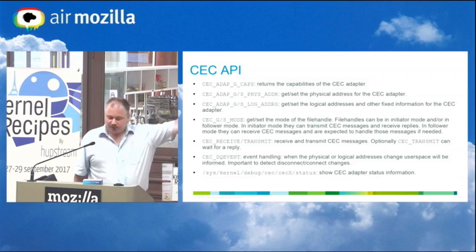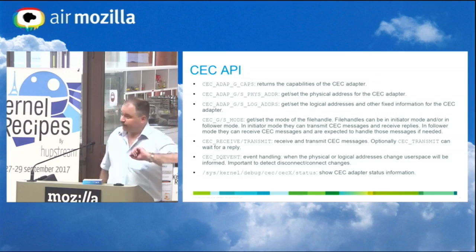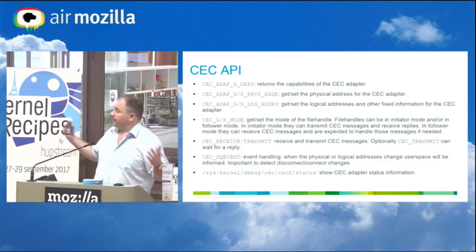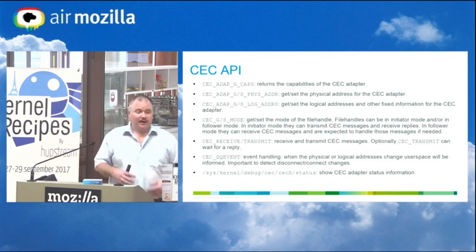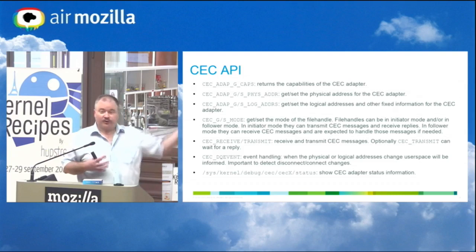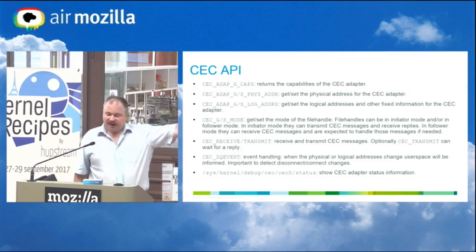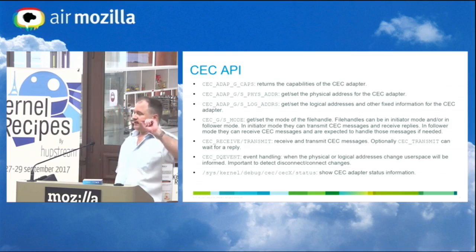Get set logical address, that's a very important one. That's where you tell the adapter, what am I? Am I a recording device? Am I a playback device? Am I a TV? The kernel doesn't know that. That has to come from user space. You don't actually set a logical address. You set what you are.